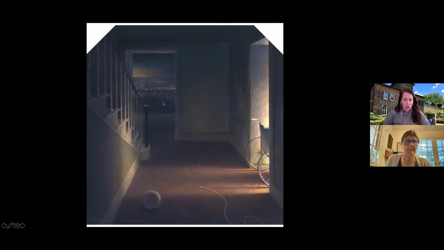If you look closer, I see a lot of repeating shapes. I see the ball in the foreground, that's a circle, and then the marbles right here, that's a circle. And also, if you look at the wheelchair, those wheels are circles.